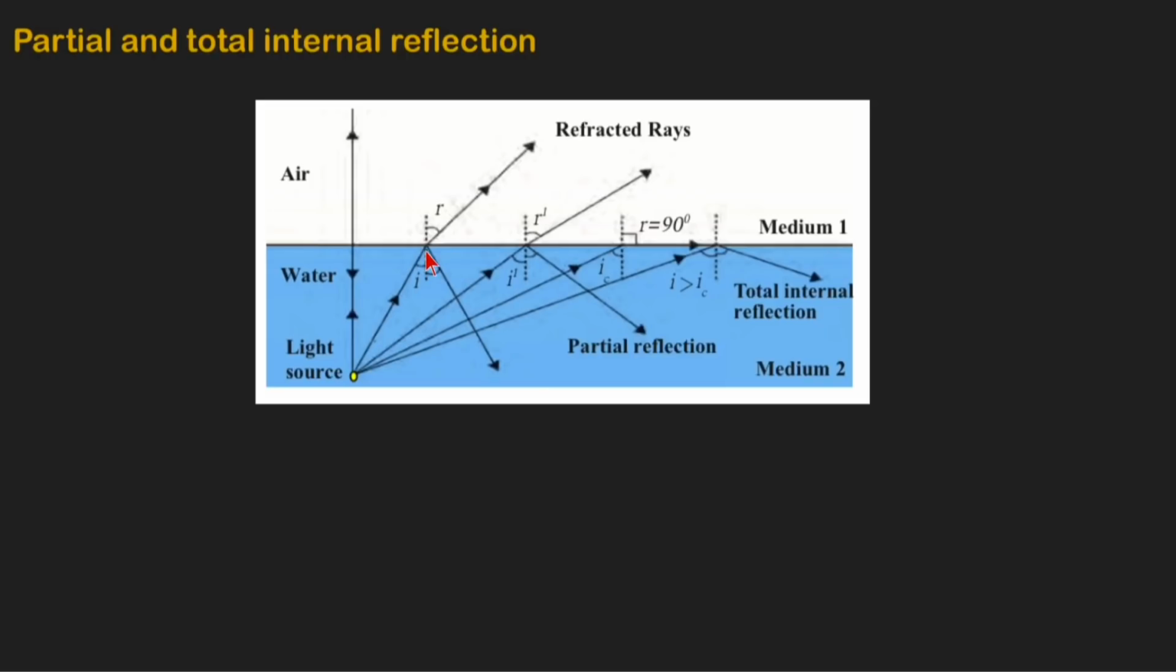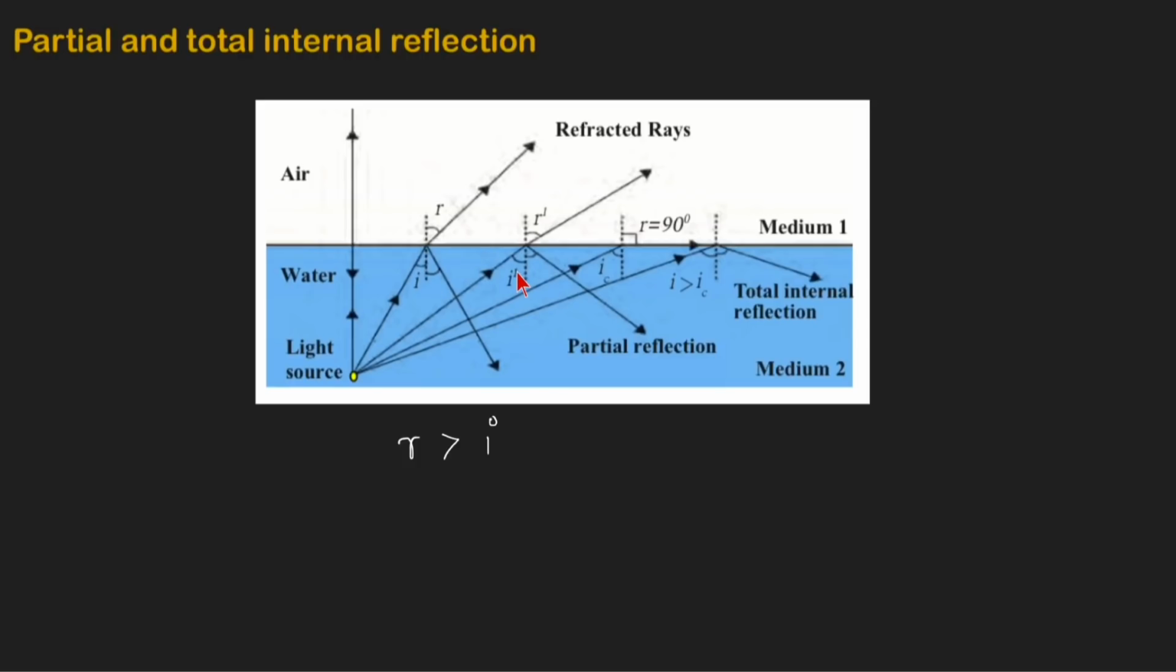Now light is incident at this point where we can draw a normal, and that angle is called the angle of incidence. After refraction, since light is traveling from denser to rarer, the refracted ray bends away from the normal. Now the angle of refraction is greater than the angle of incidence, because the refracted ray bends away from the normal.